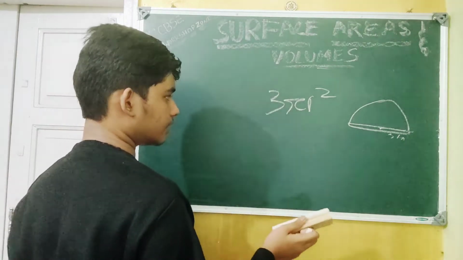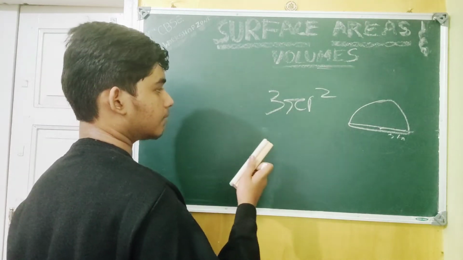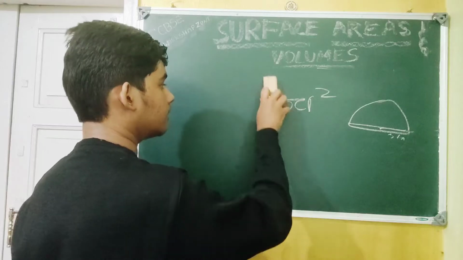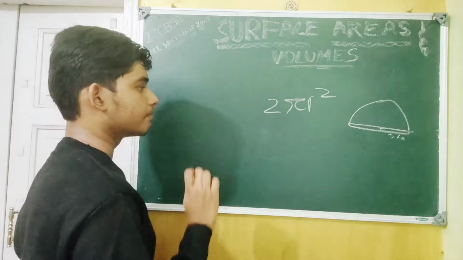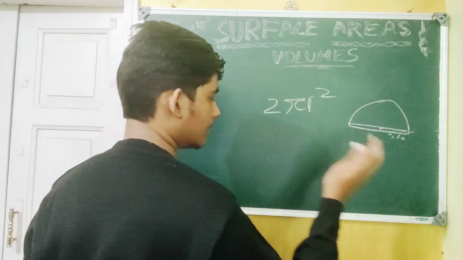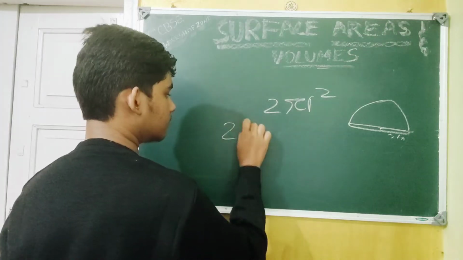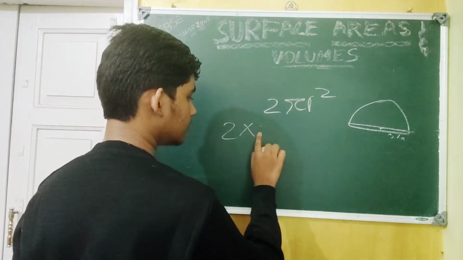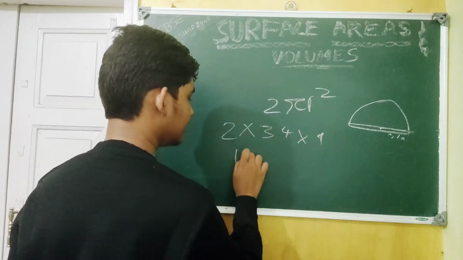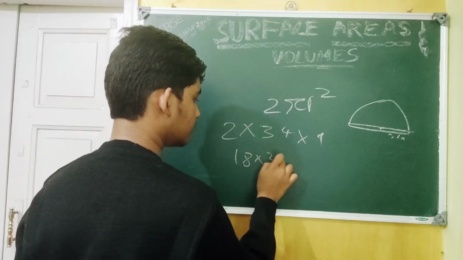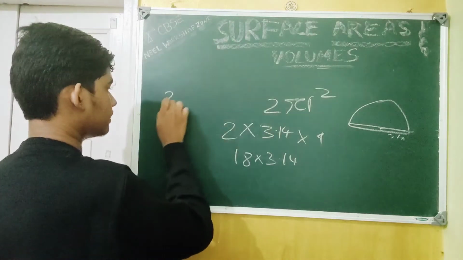The only difference is that for the total surface area, the formula is 3 pi r square, while for the curved surface area, the formula is 2 pi r square. So how would you use this in a hemisphere? By taking the same example, you would get 2 into 22 by 7, or 3.14 into 3 is 9, so 9 times 2 is 18, 18 into 3.14.